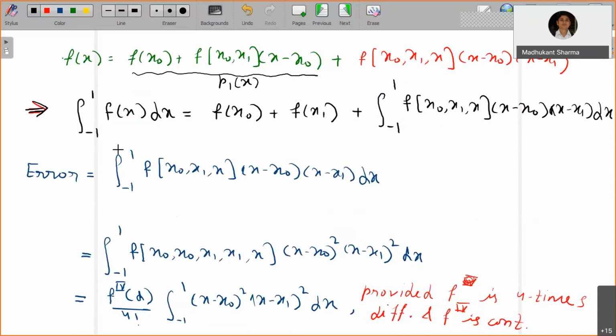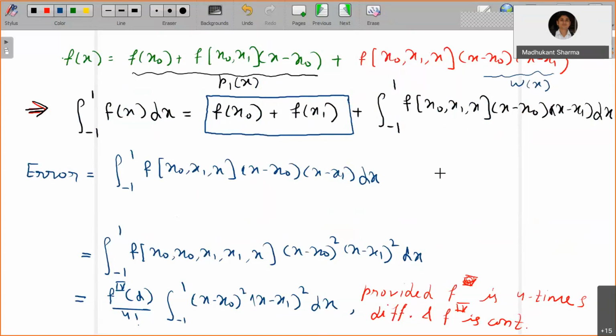Now once you integrate over this interval -1 to 1 of f of x dx, first these two terms, if you integrate, turn out to be f of x naught plus f of x1, which we have done several times. So I leave it here as it is. And then what about the error? You have the integral from -1 to 1 of f of x naught comma x1 comma x times w of x, which we are also sometimes denoting as w of x, because you are interpolating with the help of interpolation points x naught and x1.